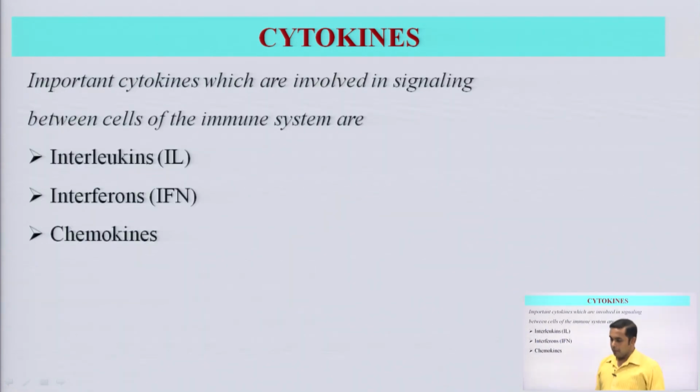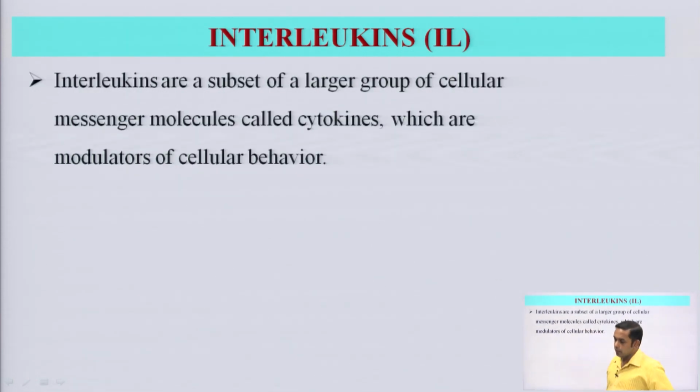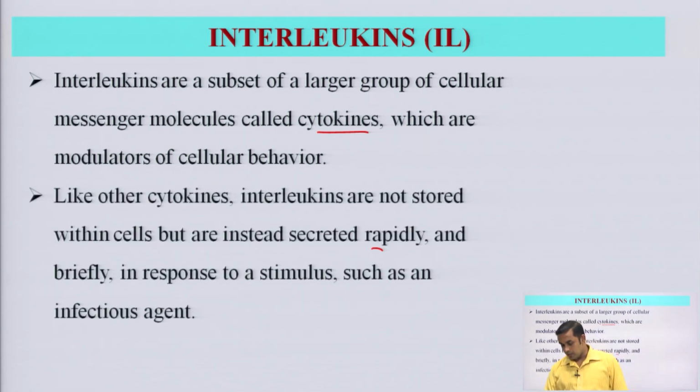What are the various types of cytokines? First are interleukins, interferons and chemokines. Let me tell you more about interleukins. It is a subset of a large group of cellular messenger molecules called cytokines, about which I was telling you, which modulate cellular behavior. Like other cytokines, interleukins are not stored within the cell, but are instead secreted rapidly and briefly in response to stimuli such as infectious agents.